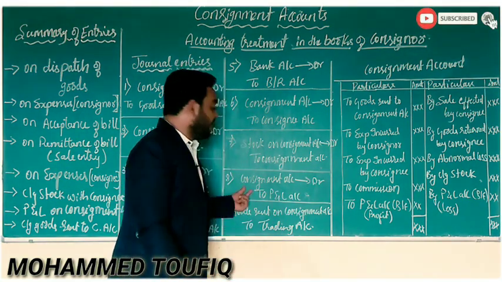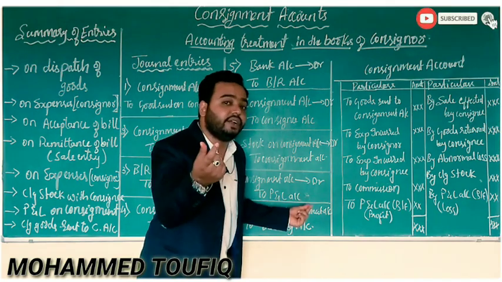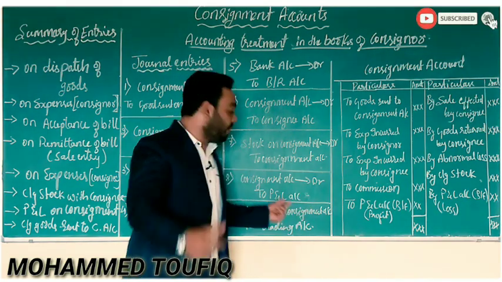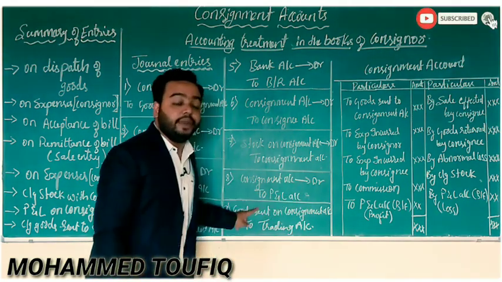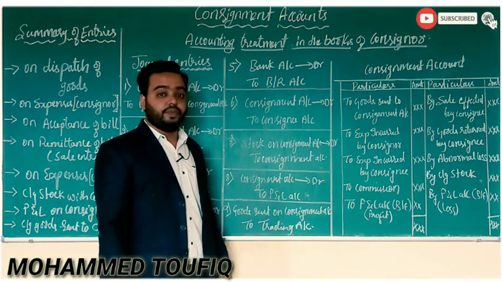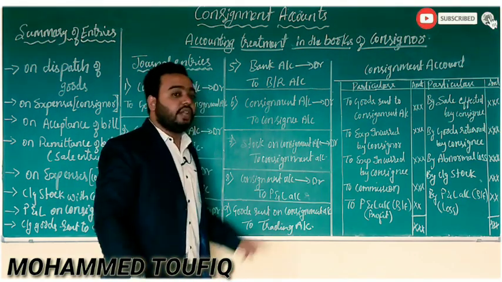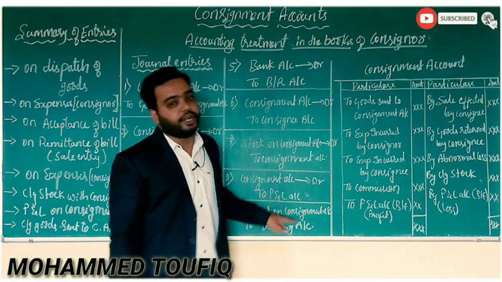After closing stock, if there is any profit on consignment, then the profit entry will be consignment account debit to profit and loss account. If it is a loss, then profit and loss account debit to consignment account.